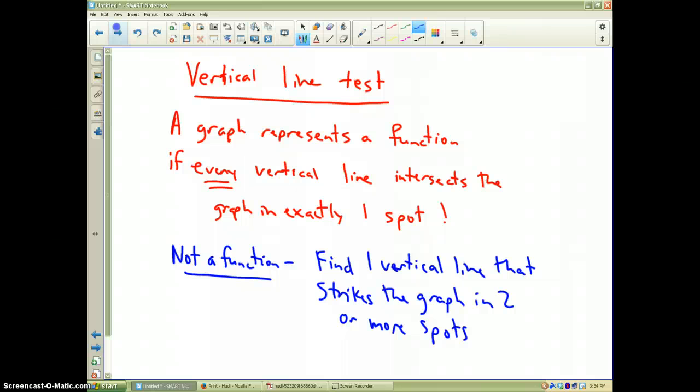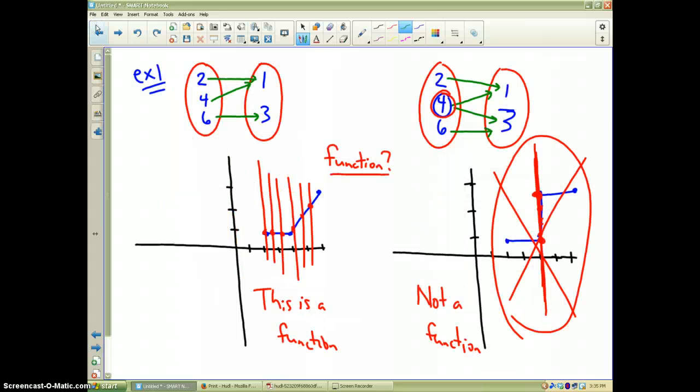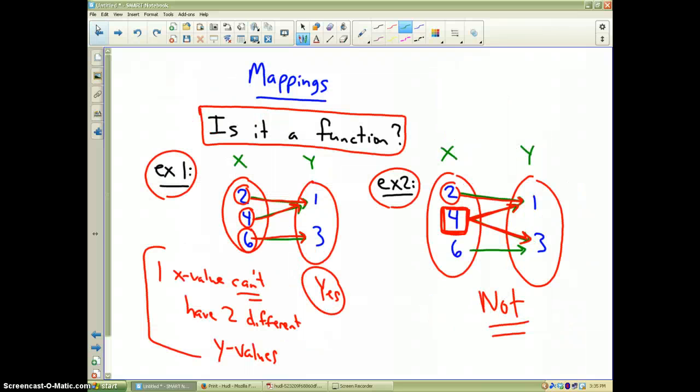But I'm going to go back here. Let's see, we're going to go back. And here's, again, the example of not a function. And this is how you tell from a graph. You draw those vertical lines. And this is how you tell from a mapping, by looking at a mapping or a set of ordered pairs. If you can find one x value that goes to 2 different y values. And that's the lesson on functions.